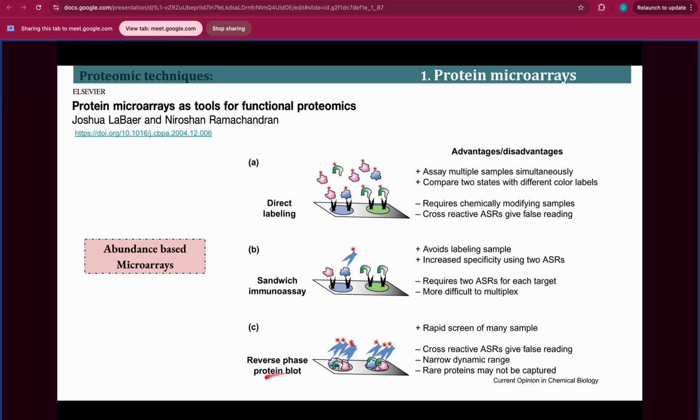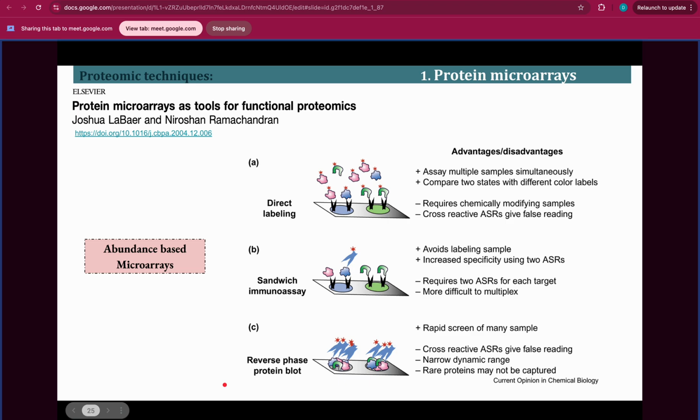And finally there is the reverse phase protein blot, which is a rapid screen for many samples at the same time. But in this case also the limitation is that there could be cross reactive ASRs. The analyte specific reagents can cross react and give false readings, because it might appear that they are interacting when actually they are not interacting with one another, but my ASRs are cross reactive. There is also a narrow dynamic range, and another limitation is that rare proteins may not be captured. If proteins are rare, capturing their interaction is quite difficult, and I cannot capture their abundance. We won't go into much more detail. This is just a brief overview of these three techniques.